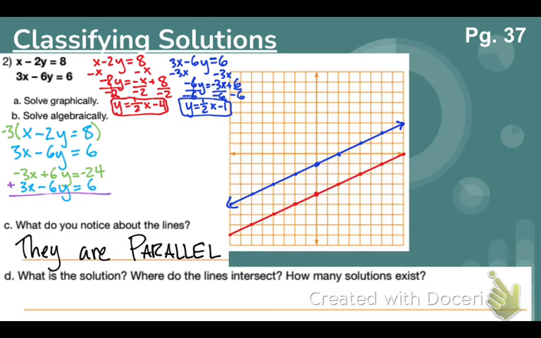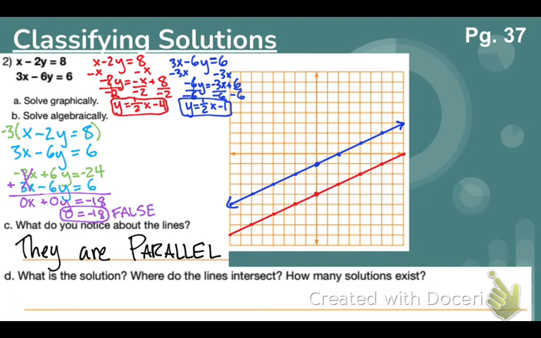What's going to happen when we add those two together? Yeah, so the x's are going to cancel just like we wanted, and the y's are going to cancel too. And -18. So does 0 equal -18? No, that is a false statement.